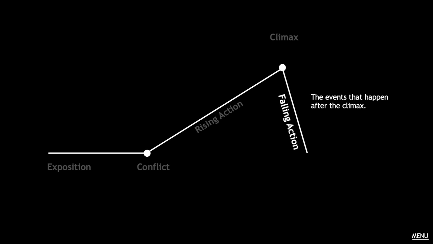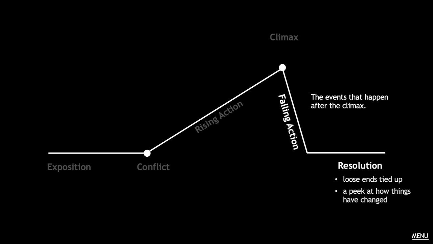What comes next is the falling action. This is the events that happen after the climax. In a lot of stories, the falling action happens pretty quickly, but the most exciting part is already over and the writer doesn't have to bore us with any more information. Finally, there's the resolution. This is where any of the loose ends are tied up and we see how things have changed as a result of the events that happened in the story.